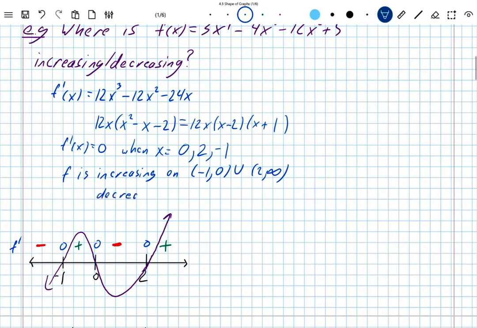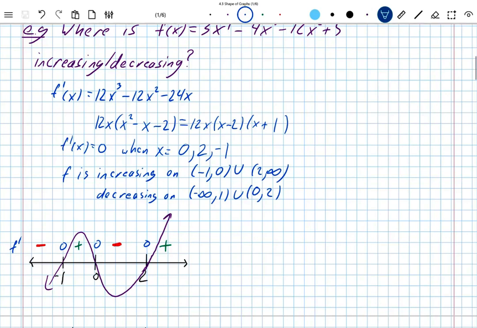And it's decreasing on, maybe you can figure this out, but it looks like the far left is going to be negative infinity to negative 1, union 0 to 2. All right, not too worried right now about your ability to use unions and intersections, but it's a nice notation that can help you out if you want to write these things a little faster.